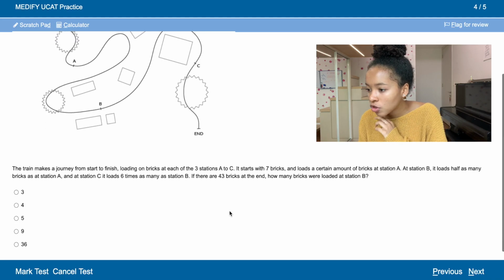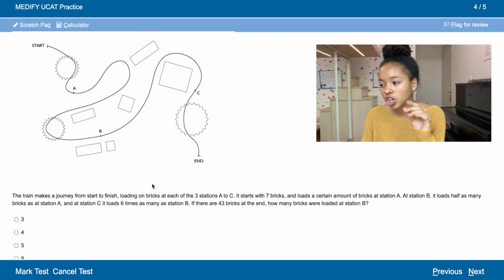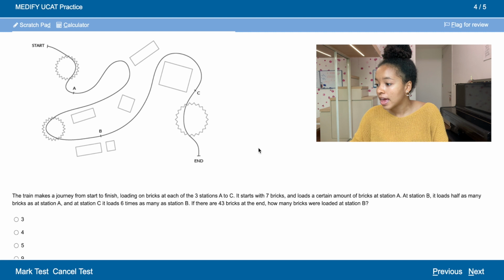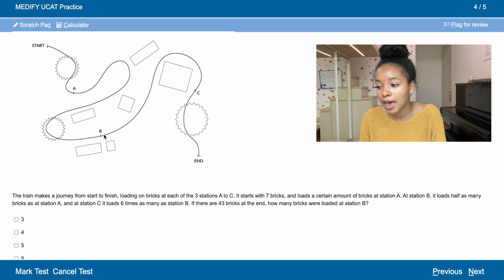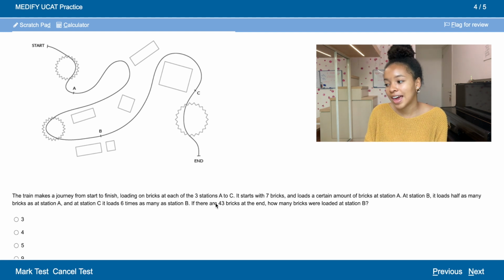Next, we have the train makes a journey from start to finish, loading on bricks at each of the stations A to C. So at A, B, and C, the train will be loading bricks inside of it. It starts with 7 bricks, so at the start there's 7 bricks, and loads a certain amount of bricks at station A, okay? So we don't know how many bricks are loaded at station A. Then at station B, it loads half as many bricks as at station A, and at station C, it loads 6 times as many as station B. If there are 43 bricks at the end, how many bricks were loaded at station B?